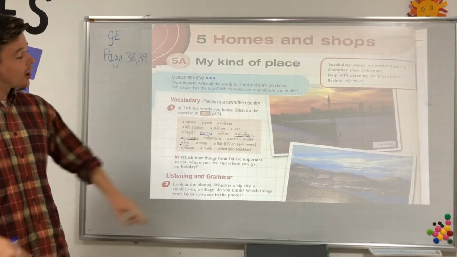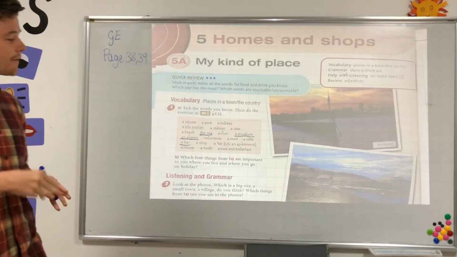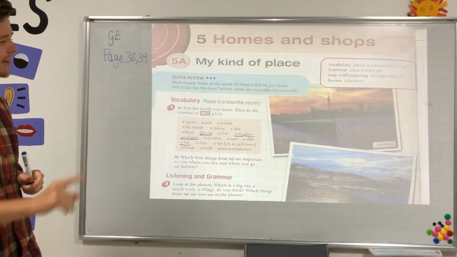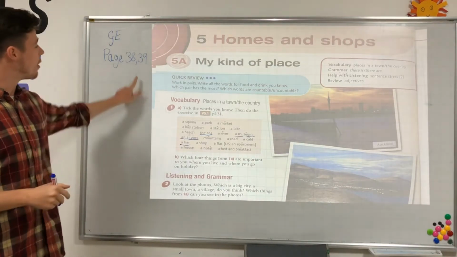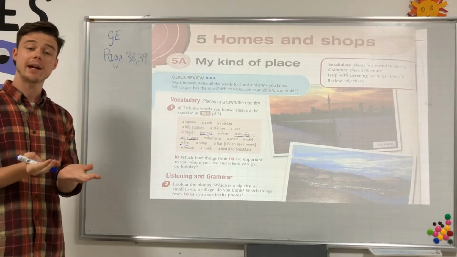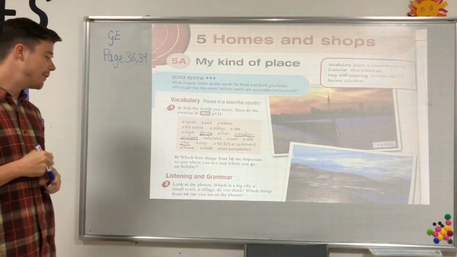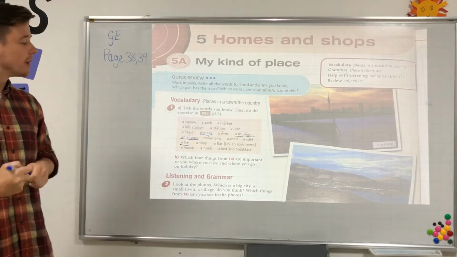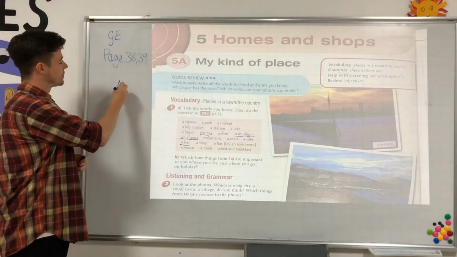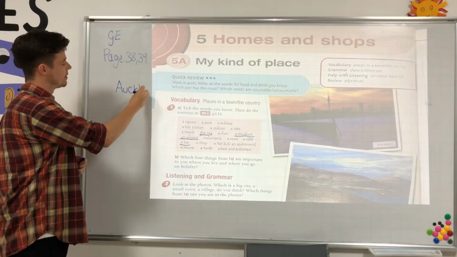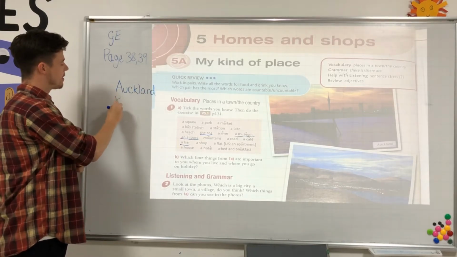Now, on the side of our page here, we have 2 photos. And there is one other photo on page 39. So can we look at page 38 and 39 for now? We have Auckland, a photo of Auckland. We have a photo of Keswick.